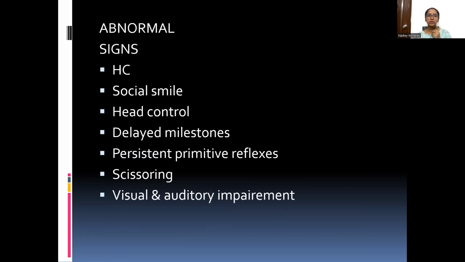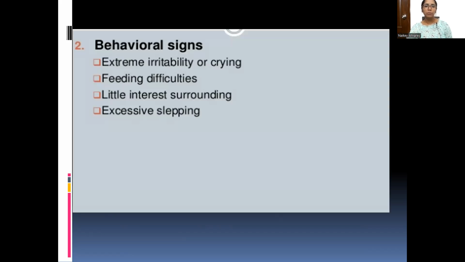Other abnormal signs: head circumference should be taken in every follow-up and recorded properly. Social smile not attained, head control not attained, or any delayed milestone attainment is noticed. Seizuring when we lift the child, visual and auditory impairment, persistence of primitive reflexes. Behavioral signs: the patient can be extremely irritable or crying. There will be feeding difficulties, little interest in the surroundings, excessive sleepiness.